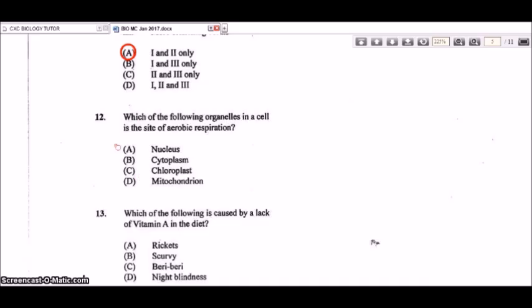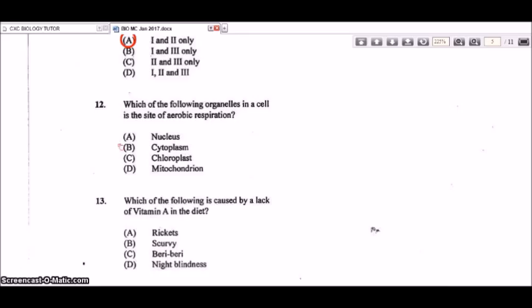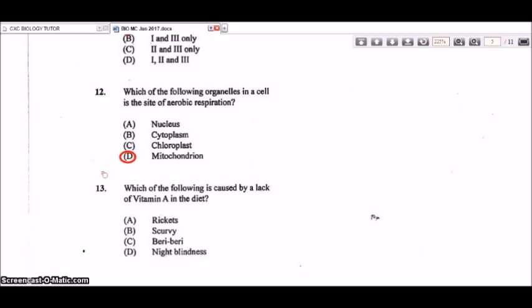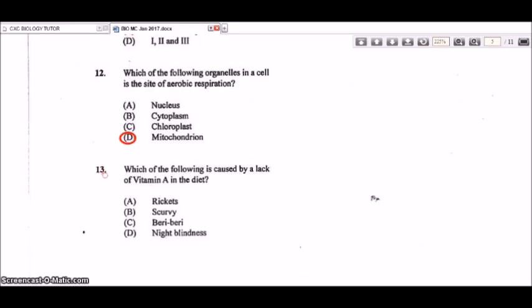Alright, question 12. Which of the following organelles in a cell is a site of aerobic respiration? So that would be the mitochondria. The nucleus is the site where you have the genetic material, cytoplasm is the jelly-like substance, and the chloroplast is the site of photosynthesis.